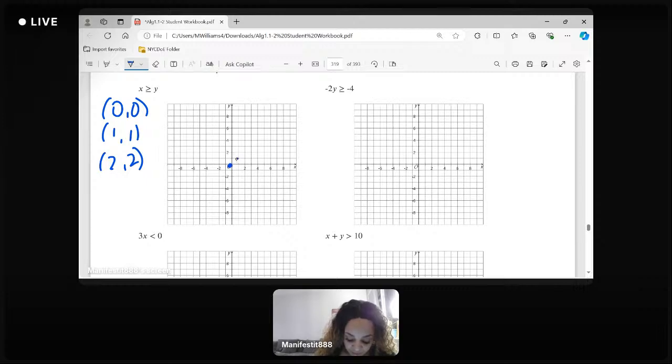0, 0 in the middle. And I can see the slope here is just rise 1, run 1. So we can go forward and we can also go backward. So -1, -1, -2, -2, etc.